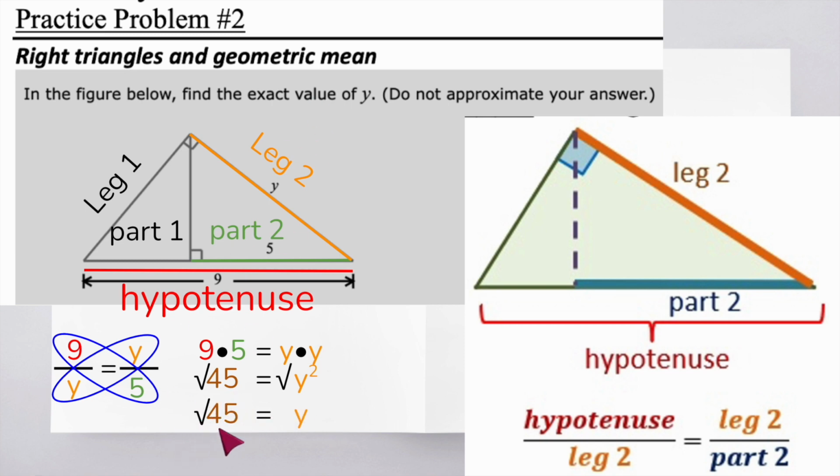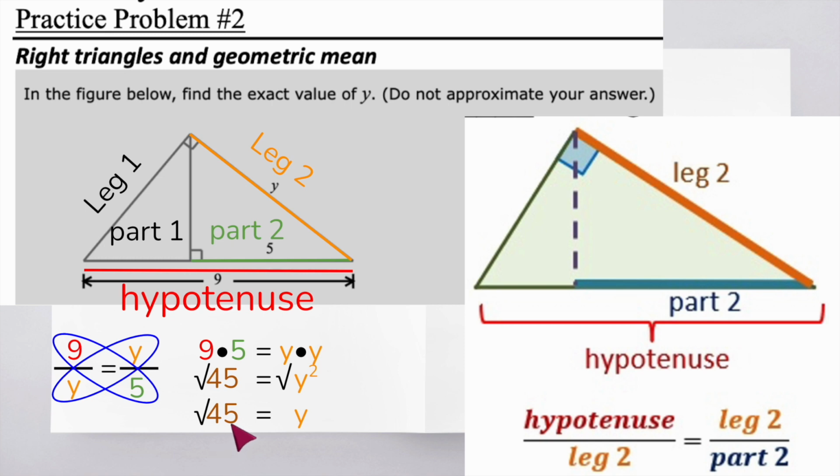It's not technically in simplest form, because I can take at least the square root of 9 out of there. So I could have 3 square root 5, because I can take the square root of 9, I just can't take the square root of 5, right? So it should accept it either way, because it's not demanding that this be in simplest form, but you can simplify this just a little bit further if you want to.